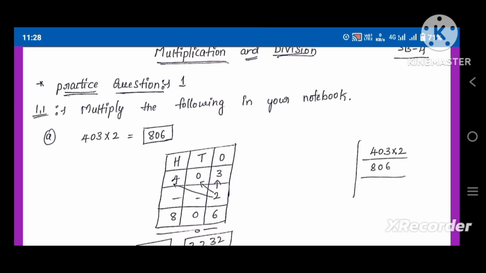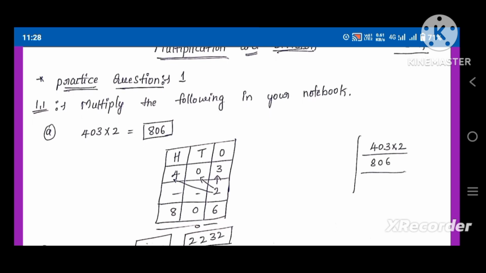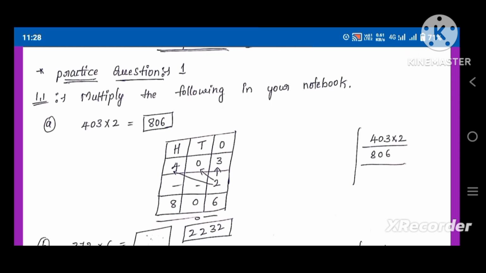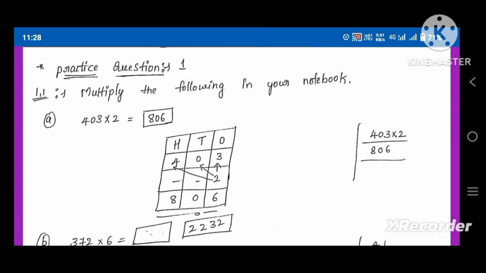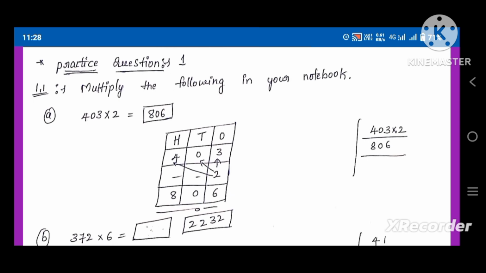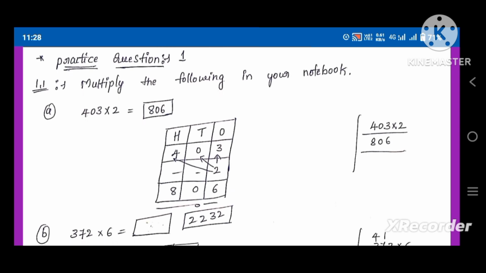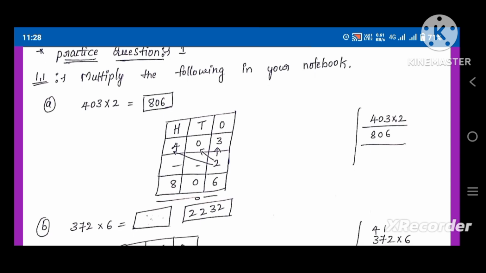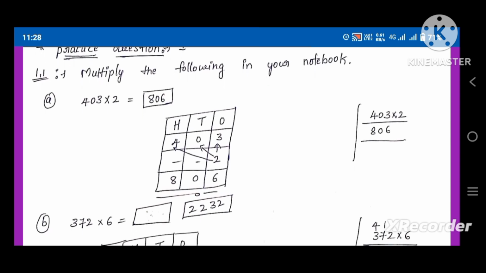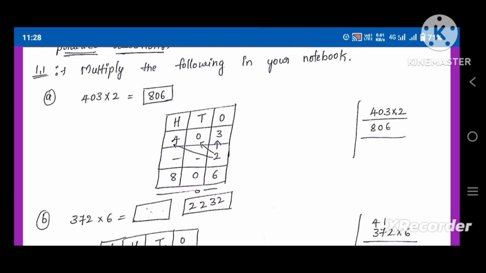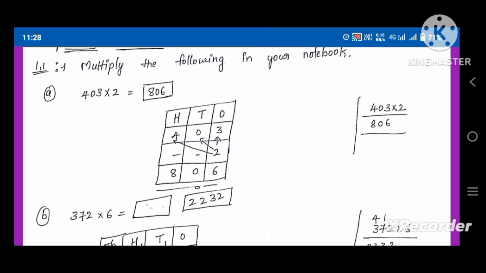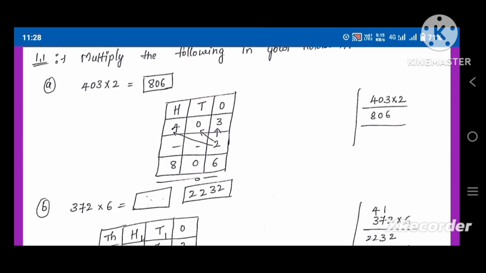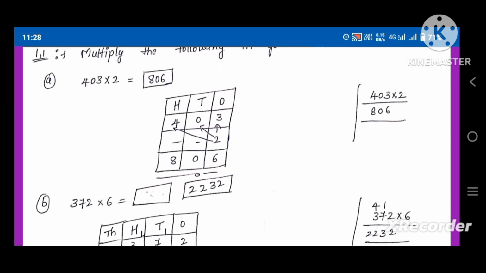First we put the place value table. The digits we put in the place value table. 403. Next column, 2. From 2 we multiply. 2 is in ones. 2 into 3, 2 into 0, 2 into 4. Answer is 806. Question number B, 372 into 6.